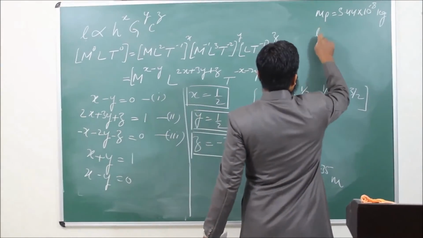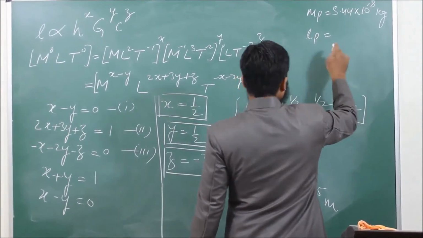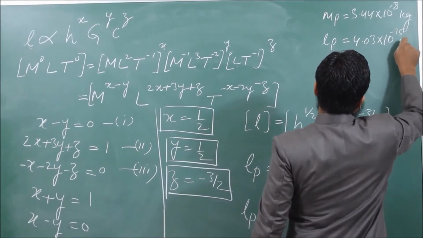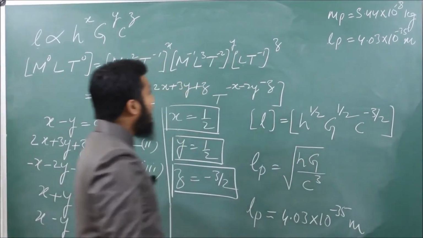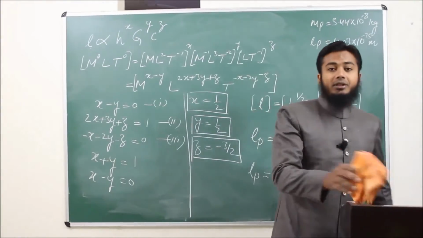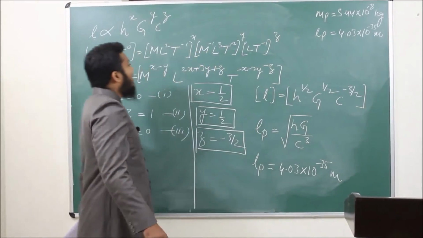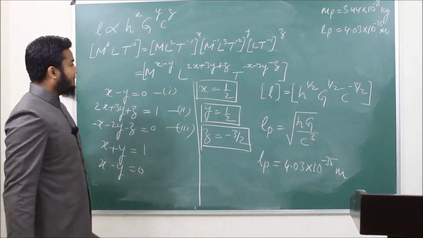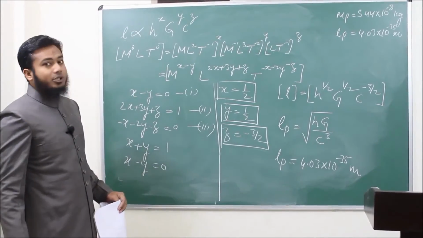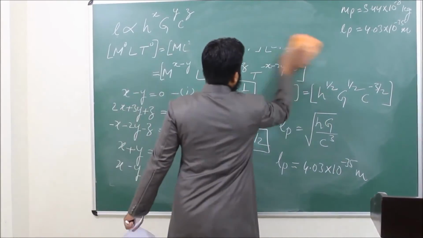For interpretation, let's note it down here: 4.03 into 10 raised to the power minus 35 meter. So this is how we derive the dimensional formula for length in terms of h, G and c, which we have taken as base units. Next, let's do the same for time. Let's calculate Planck time.